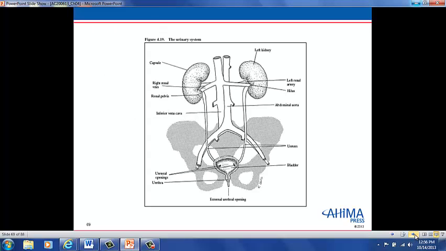Here we have an illustration of the urinary system. Note the kidneys, bladder, urethra.